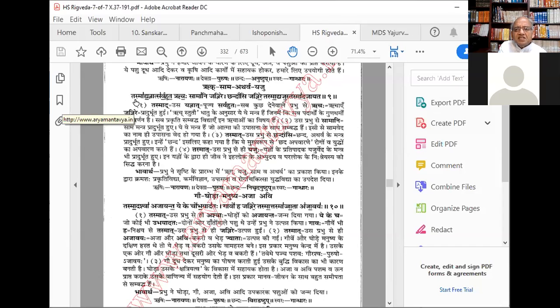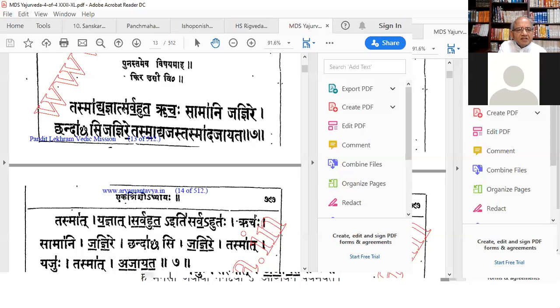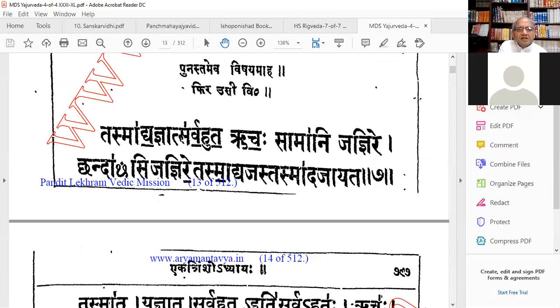And the same I want to show you, this is also in Yajurveda. Yajurveda, 31st chapter, 7th mantra. So here it is, Yajurveda, 31st chapter, 7th mantra. This is the commentary from Maharishi Dayananda. And here is the same mantra. So I just showed you twice, no problem.